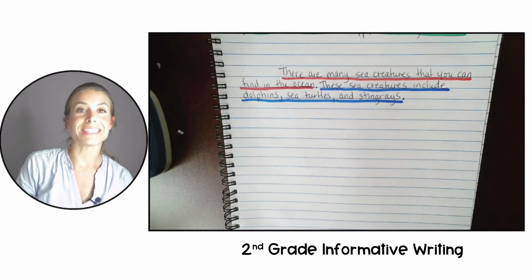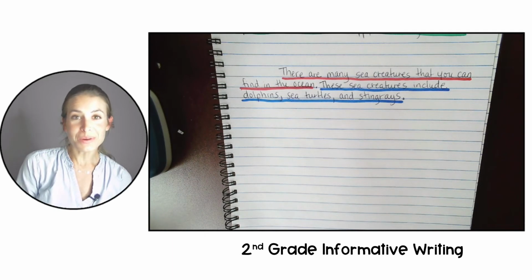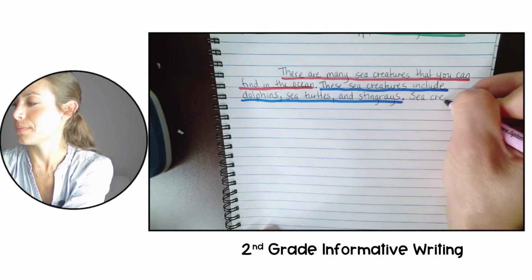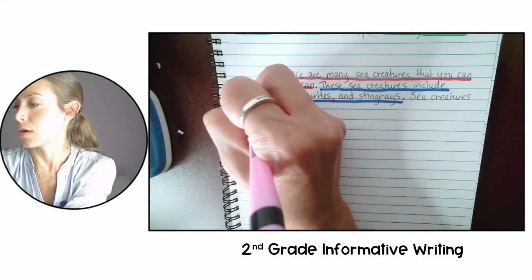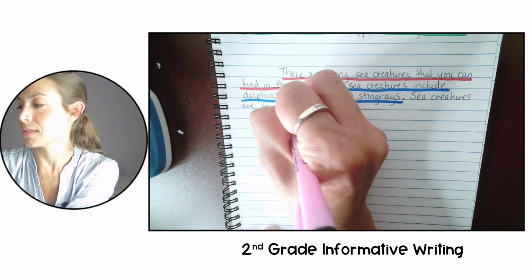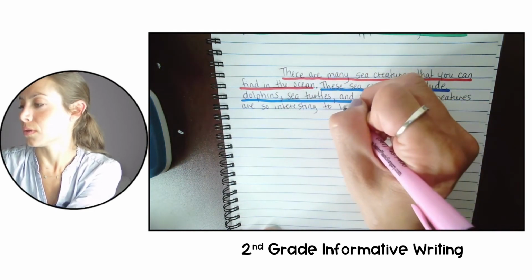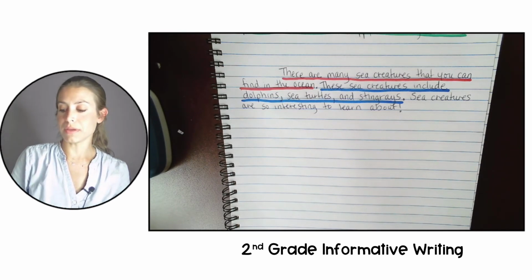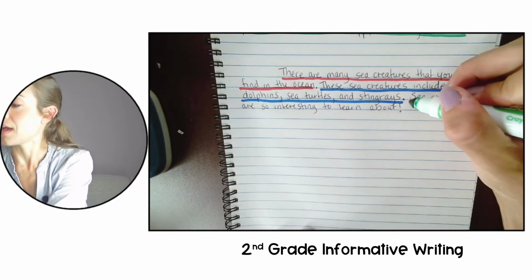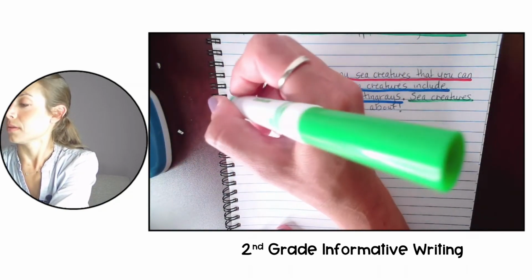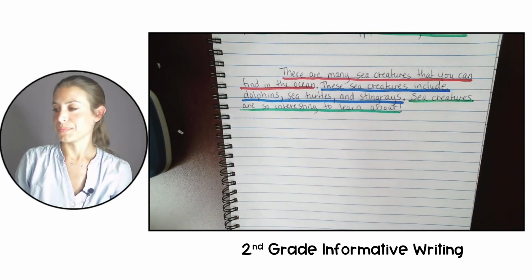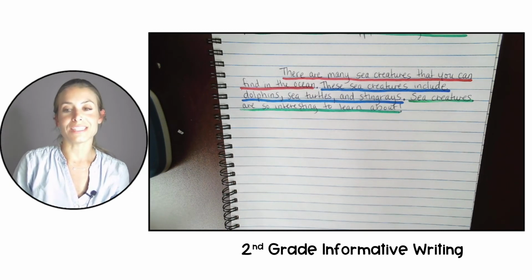What is the last component in a satisfying conclusion paragraph? It's your fireworks sentence, exactly. It's our thought or feeling about sea creatures. What can we say about sea creatures? How about sea creatures are so interesting to learn about? Perfect. Thought or feeling about the topic. They're really interesting to learn about. Therefore, we have our last sentence, which is our fireworks or thought feeling sentence, and we underline it in green. So we have our 3 components to create a satisfying conclusion paragraph.